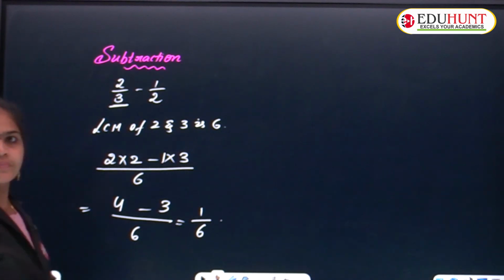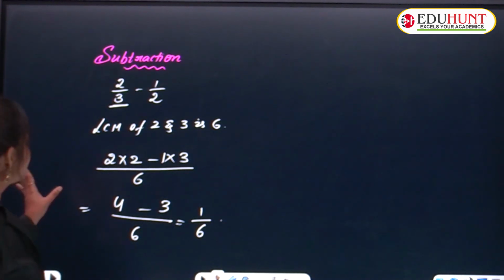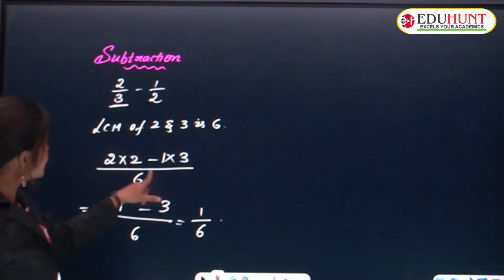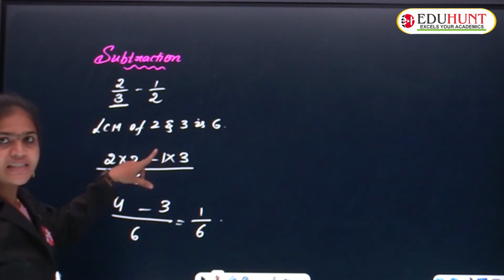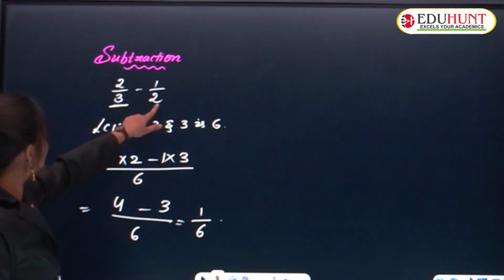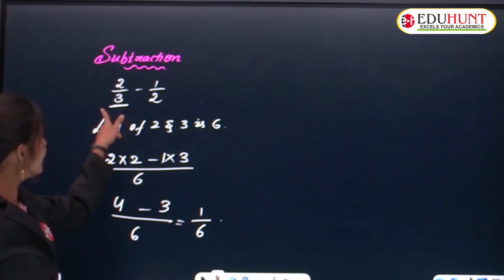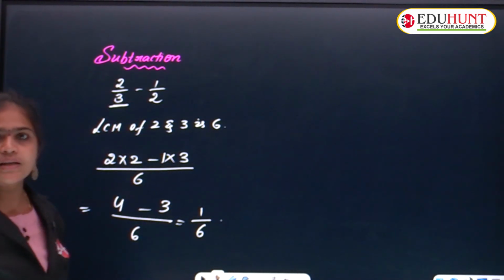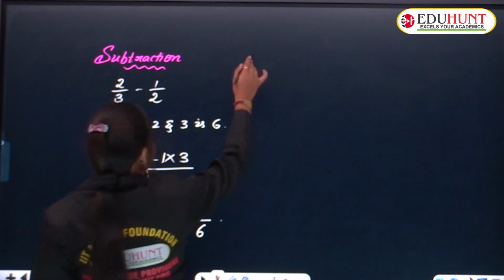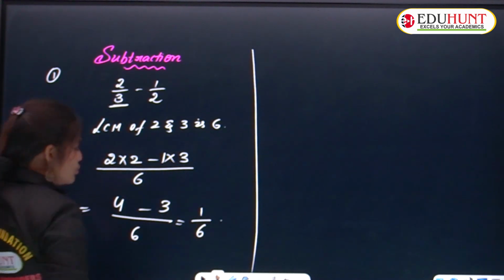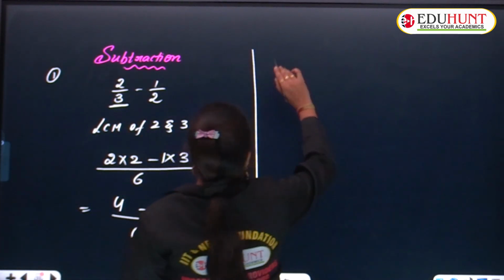Am I clear to you? Yes. So what is the resultant here? 3 twos are 6 only, that's why the denominator is 6, which means the LCM is 6. After that, 2 twos are 4, 4 minus 3 ones are 3. 4 minus 3 is equal to 1 and the denominator is 6. Finally, what is the resultant? 1 by 6.